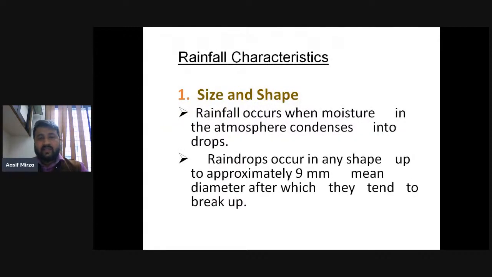Now, what are the characteristics of rainfall? The first characteristic of rainfall is size and shape. Raindrops form when the moisture in the atmosphere condenses into drops, and raindrops occur in any shape up to approximately 9 mm mean diameter, after which they tend to break up.